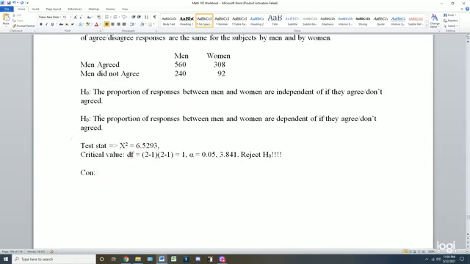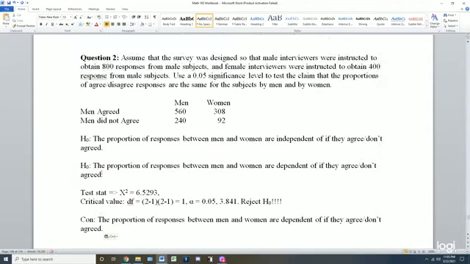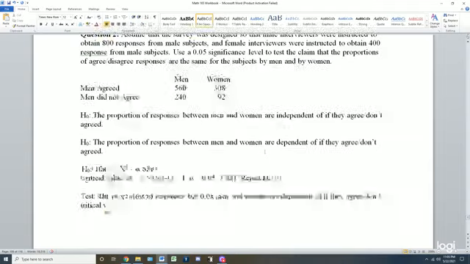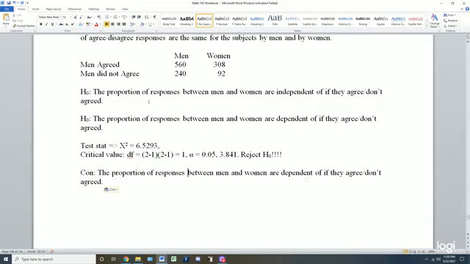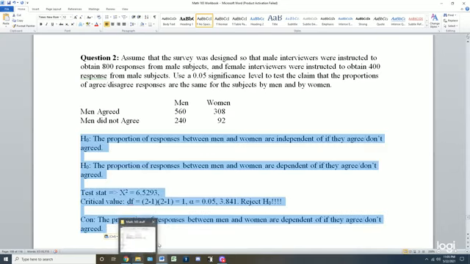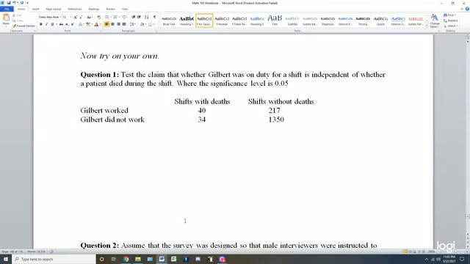So our conclusion is they are dependent on one another. So depending on if a man or a woman asks you the question, it changes their answer when it comes to it. Okay? And that's a test for independence there. So now let's go on to the other question here.